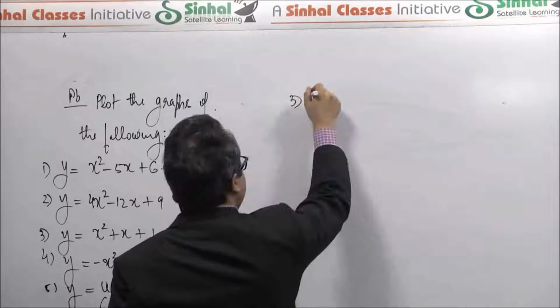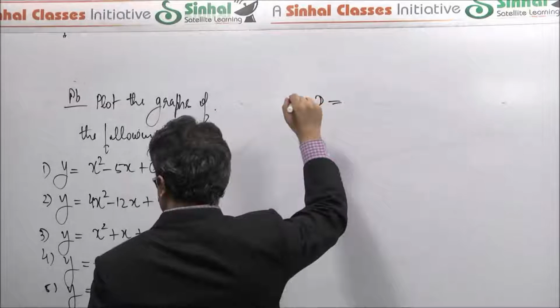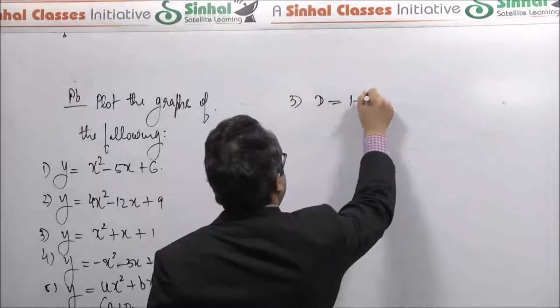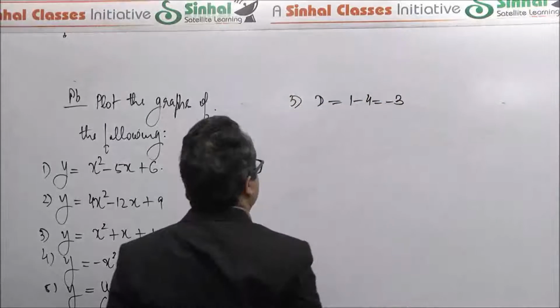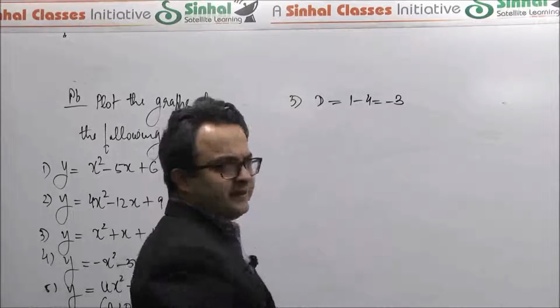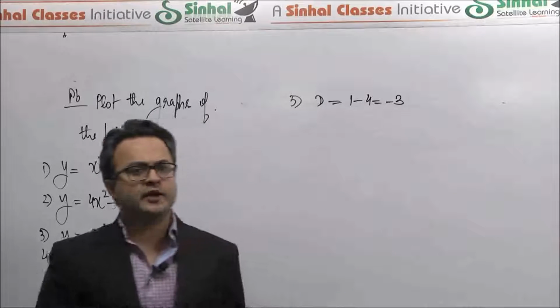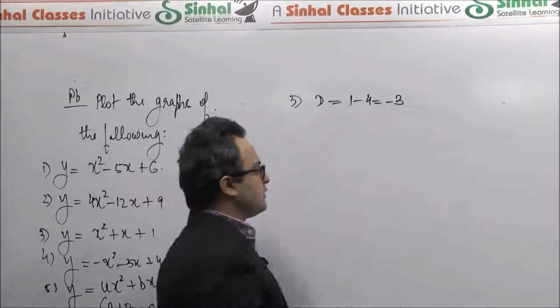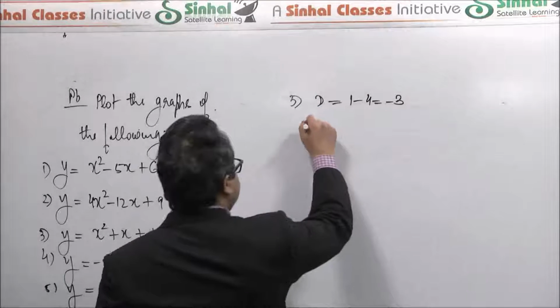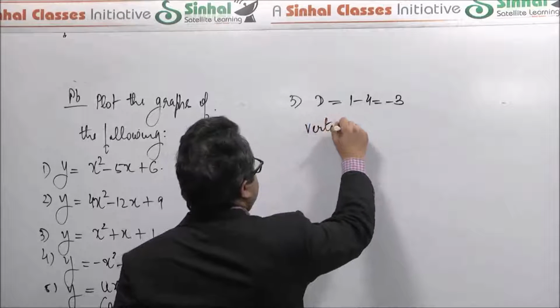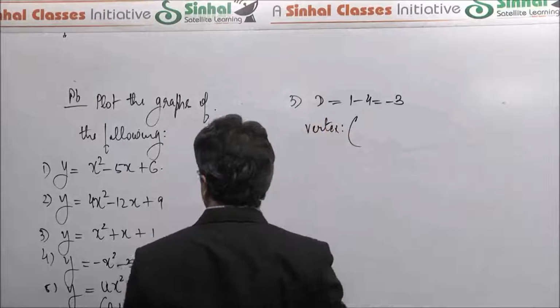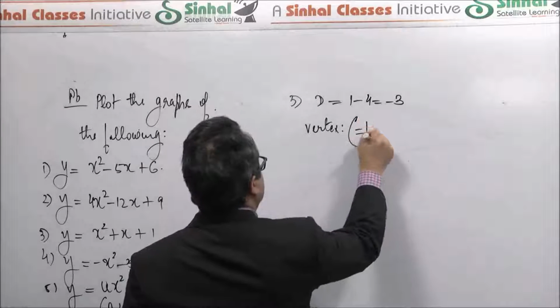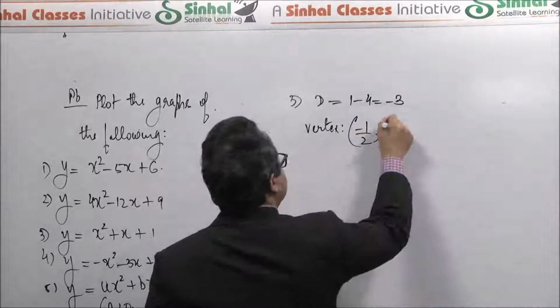Third one, again a parabola opening up, but the discriminant now is 1 minus 4, equal to minus 3. Now the discriminant has turned out to be negative in this case, which obviously means that the parabola is not intersecting the x-axis at all, in which case you don't even have to find the points of intersection because they don't exist. So the vertex is what we would be interested in. The vertex is again minus b by 2a, so that's minus 1 by 2, comma, minus d by 4a, so that's plus 3 by 4.